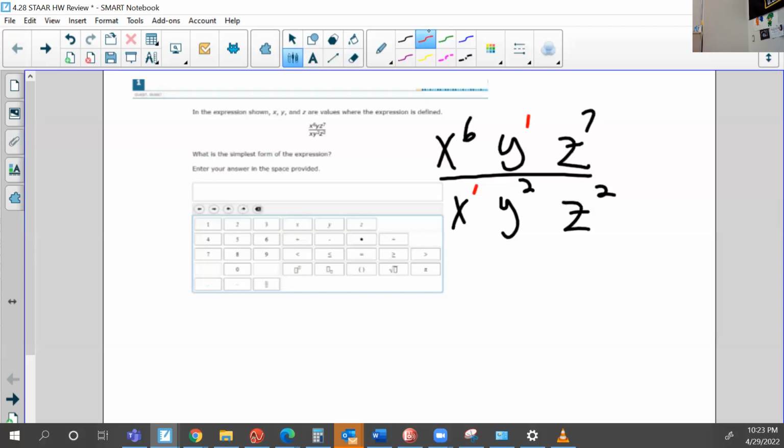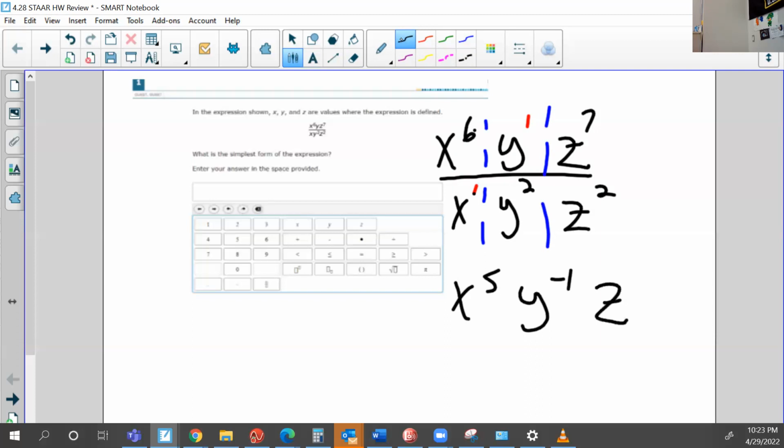Now, remember, when we divide with exponents, we subtract them, right? And so I like to work in columns, just to make sure I'm doing this correctly. So for the x's, I'm going to have x, 6 minus 1 is 5. For the y, 1 minus 2 is -1. And for the z, 7 minus 2, which is 5. Now, remember, we don't want a negative exponent. And so this one, we're going to slide the y to the bottom to make the exponent positive, okay?